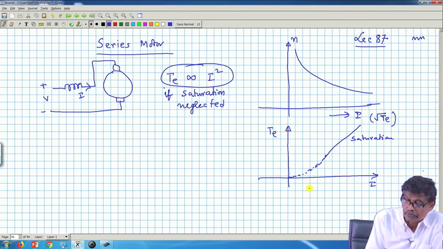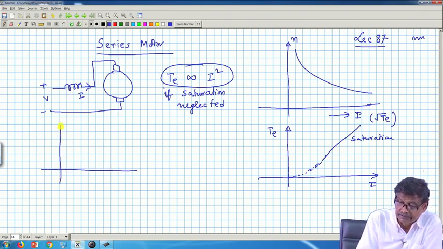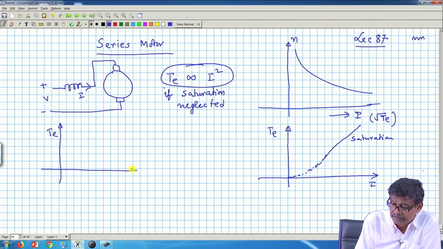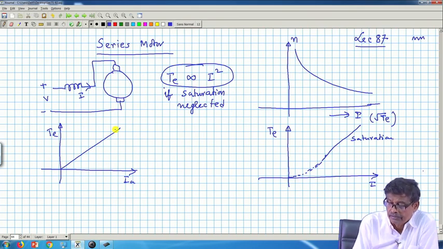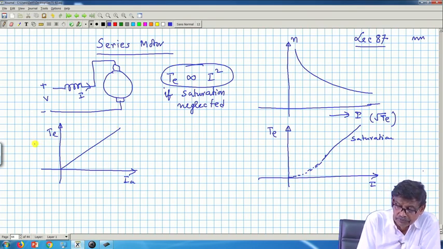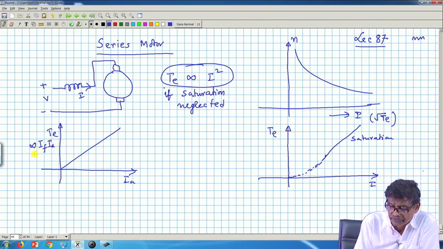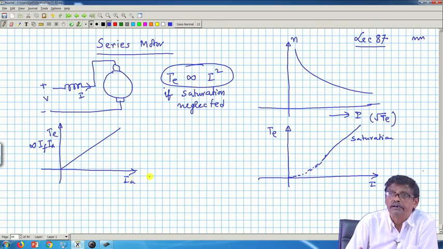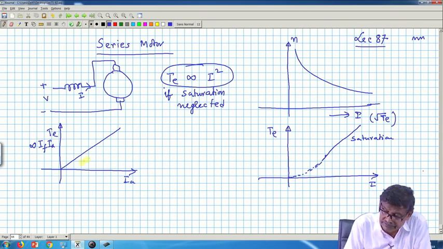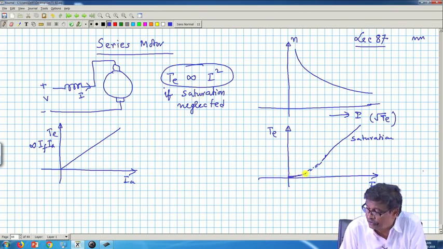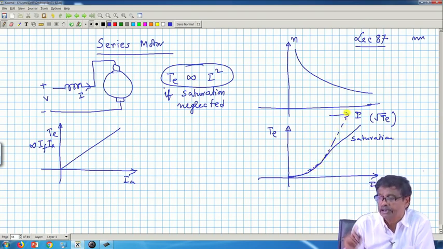In case of shunt motor, you remember the torque versus armature current characteristic, T E versus armature current, was linear in nature, because torque is proportional to I F into I A, and I F is constant. The armature current and field current are different there. So, it was a straight line, but in case of series motor it will be parabolic in nature, and if you neglect saturation it will go on increasing like this.